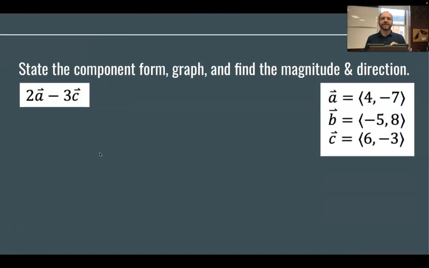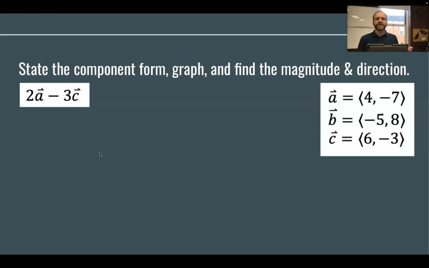We're being asked here to create the component form of a vector. This one deals with vector operations, 2a minus 3c, where a and c are vectors defined by the component form you can see down below. Then you're asked to graph it, and the reason why is so you can better find not the magnitude, that should make sense for the most part when it comes to Pythagorean theorem, but the direction. By graphing it, we'll see what quadrant we're in, and we can figure out how we're going to find the direction. So first off, let's look at the different ways we're going to do this.